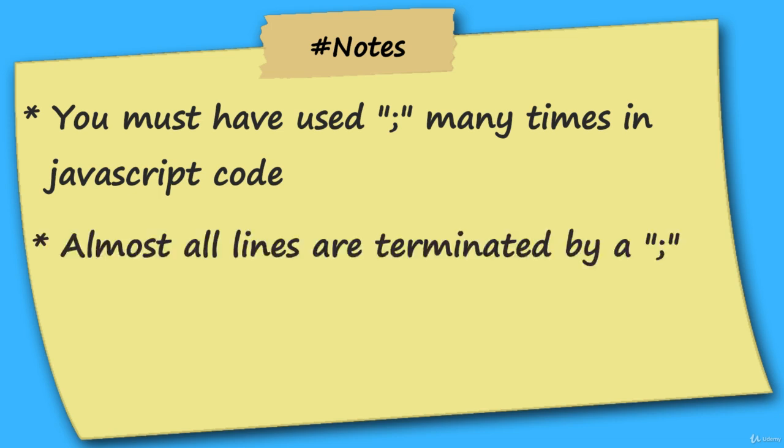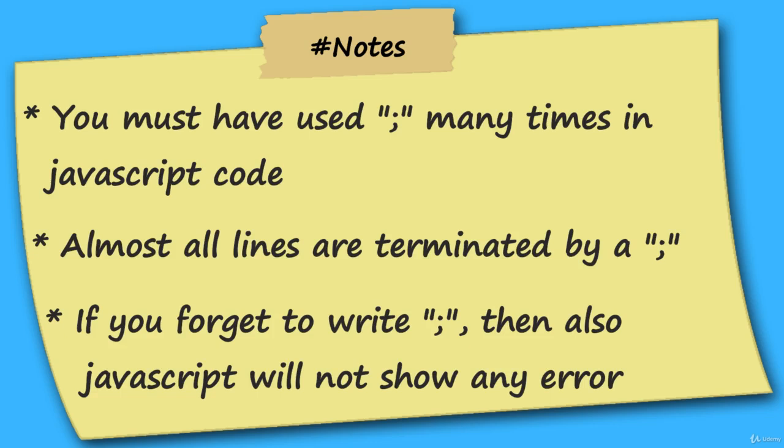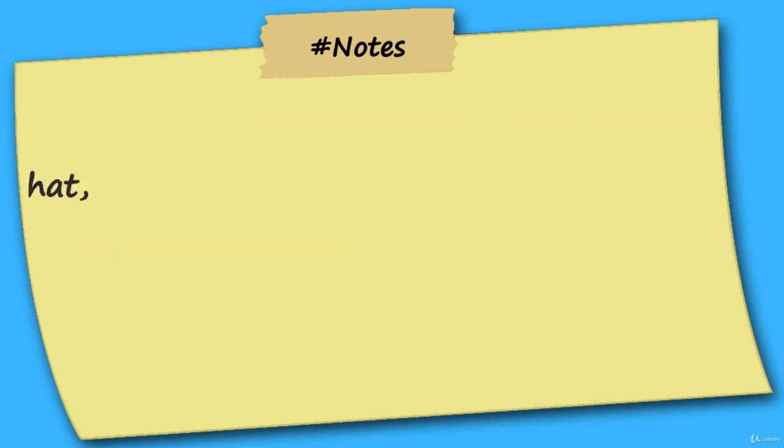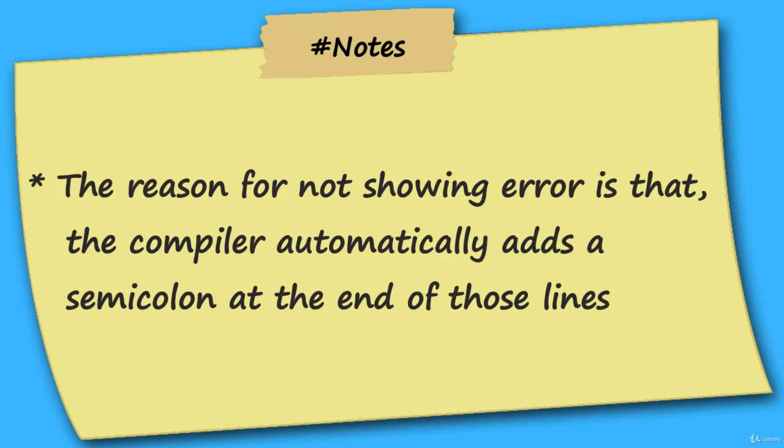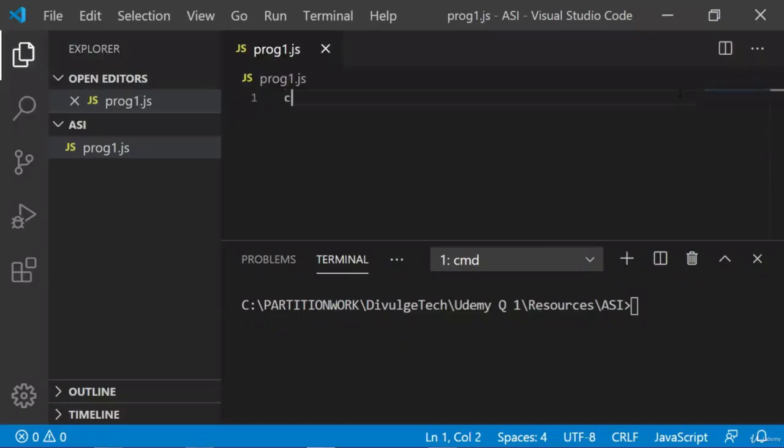You must have used semicolon many times in JavaScript code. Almost all lines are terminated by a semicolon, if you have practice of ending with a semicolon, of course. Also, you must have observed that when you forget to write a semicolon, JavaScript is not going to give you any error. The reason for not showing error is that the compiler automatically adds a semicolon at the end of those lines.